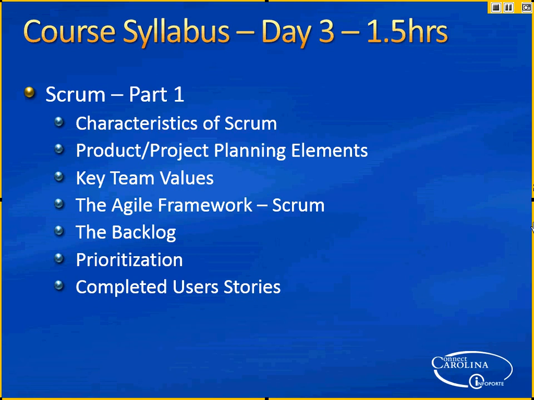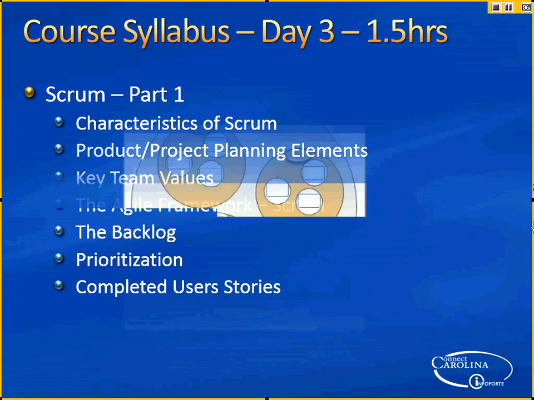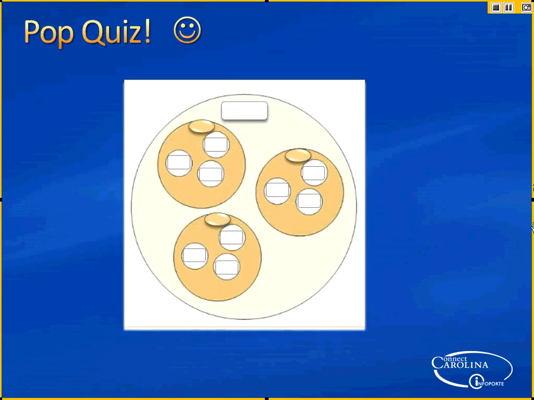All right, so you can see the topics. We'll talk a little bit about the overall characteristics of Scrum. We'll divert a little bit to product and project planning elements because they underlie Scrum, especially since it is focused on projects and products. And then we'll hit the rest of these topics. But as last week, we have our opportunity for a morning quiz.